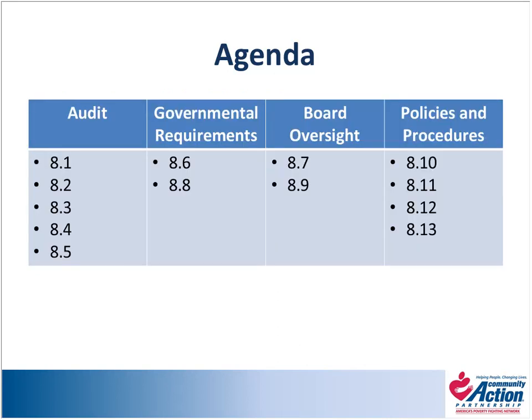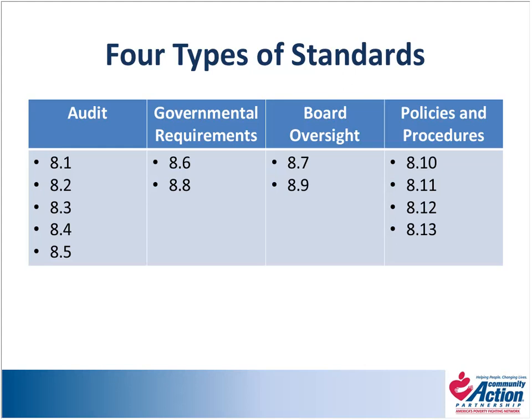So let's go ahead and jump into the standards themselves. We are organizing the presentation just a little bit out of order to cover the different types of standards. So we'll begin by looking at standards 8.1 through 8.5, covering the audit. Then we'll look at government requirements, which are standards 8.6 and 8.8. Then we'll turn to board oversight, which is 8.7 and 8.9. And finally, we will wrap up with policies and procedures, which are standards 8.10 through 8.13.